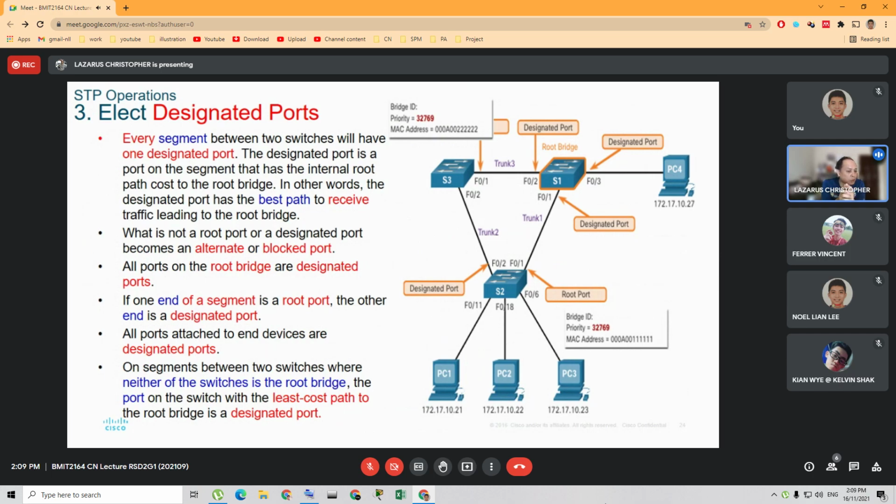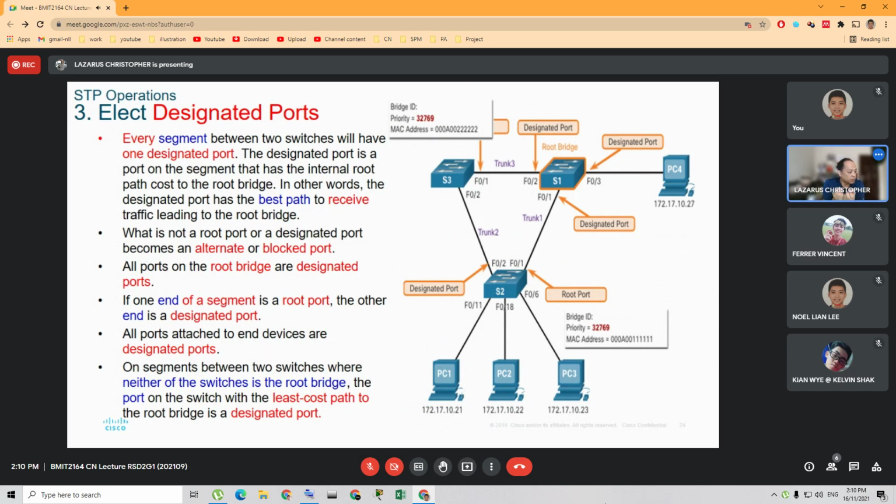Every segment between two switches will have one designated port. Now, your job is to figure out which port between the two switches, the link between the two switches, which port is the designated port. Now, since we already know about the root port just now, let's have a look at this. It says designated port is a port on the segment that has the internal root path cost to the root bridge. In other words, the designated port has the best path to receive traffic leading to the root bridge.